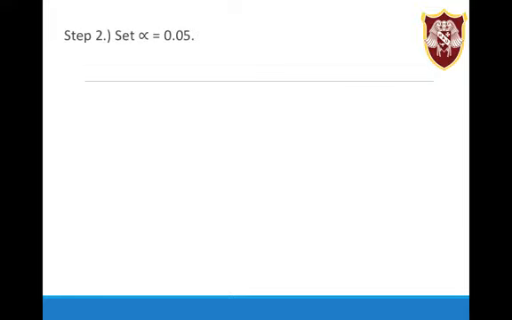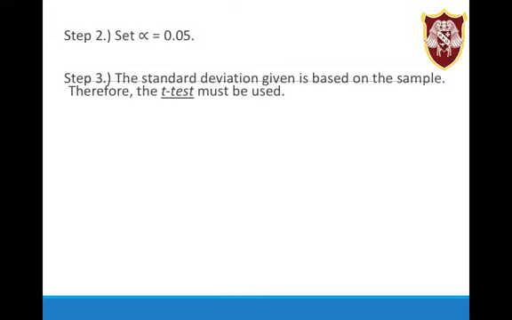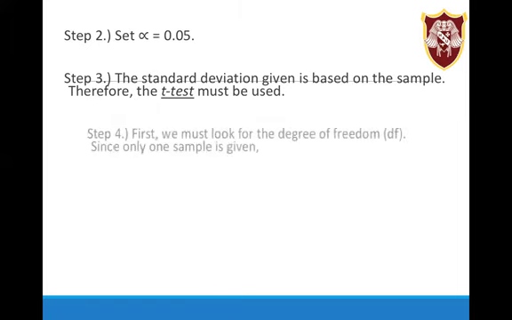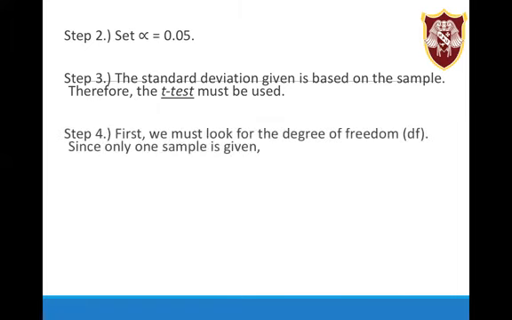So we set alpha at 0.05. The standard deviation is based on the sample, therefore the t-test must be used. So this means we must look for the degrees of freedom. For one sample, df is equal to the sample size minus 1. So 26 minus 1 equals 25.